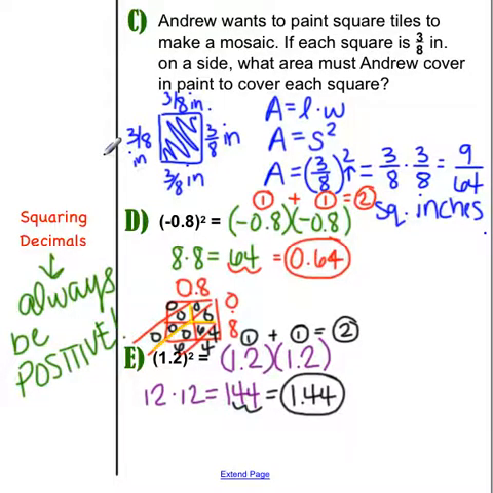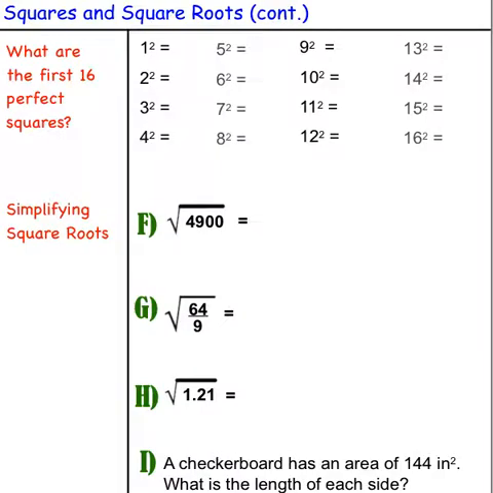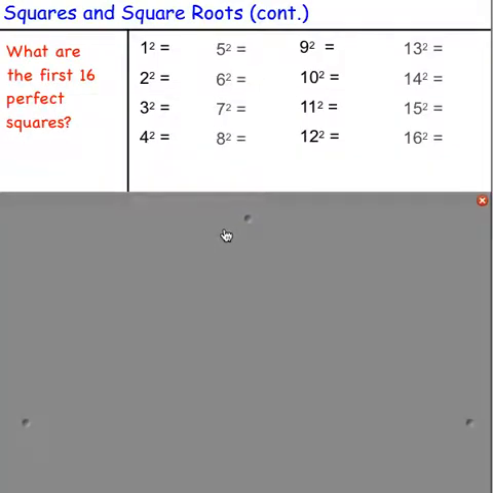Now, one of the things that I want to talk about now that we've worked with squaring is those perfect squares. So I'm going to go ahead and make this a little bit easier to look at. And we take a look at these numbers, and you do need to memorize the ones inside the box. 13 through 16 are optional, but I would encourage you to memorize those as well. Let's go ahead and list them out.